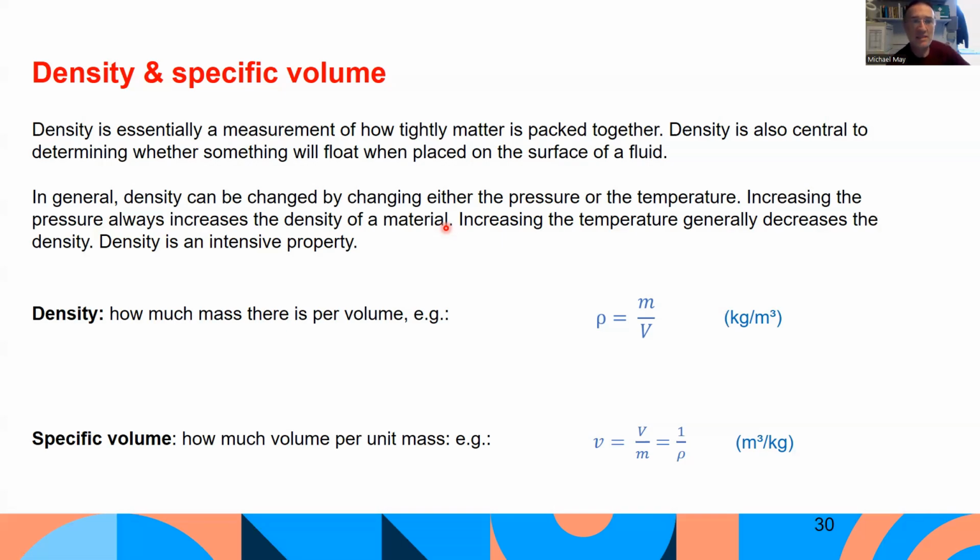And density is an intensive property. So density is how much mass there is per volume, mass divided by volume, in kilograms per meter cubed. And specific volume is how much volume there is per unit mass, and it's volume divided by mass, or 1 over density, in meters cubed per kilogram.